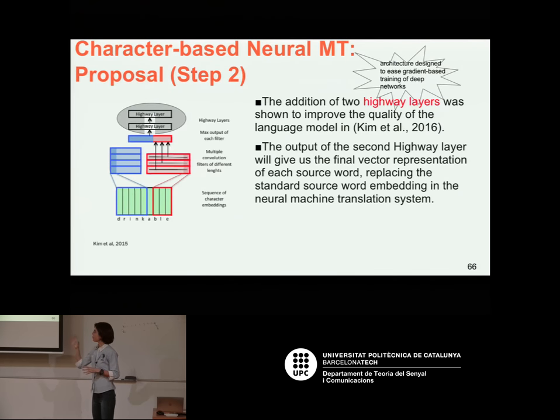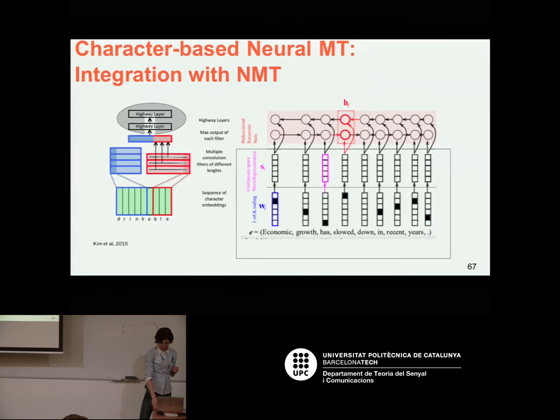And it's simply because experimentally they have shown that it works better. Okay, this architecture that I'm showing here was first shown for language modeling in Kim et al. 2015, so quite new as well, everything is new here. And we have applied it to neural machine translation, okay?